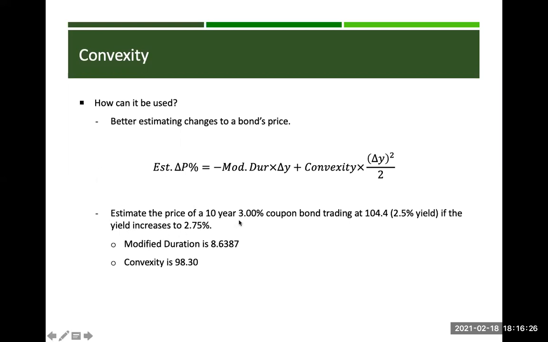Estimate the price of a 10-year 3% coupon bond trading at 104.25. That's a 2.5% yield. If the yield increases to 2.75%, modified duration is 8.6387. Convexity is 98.3.